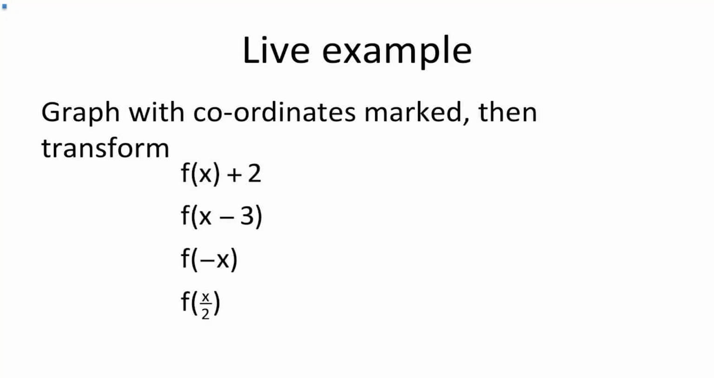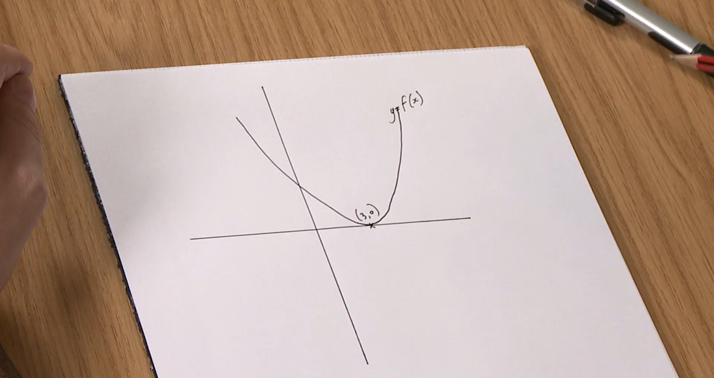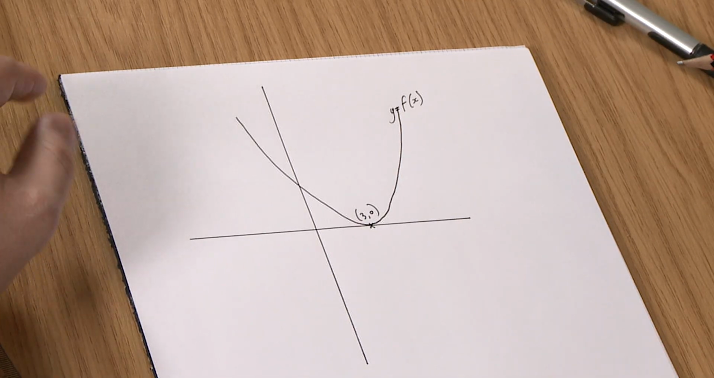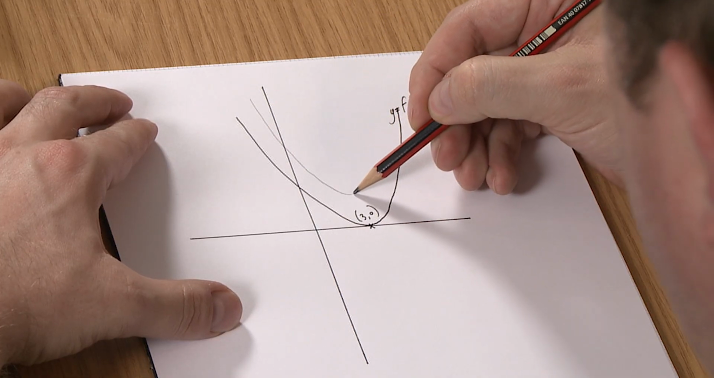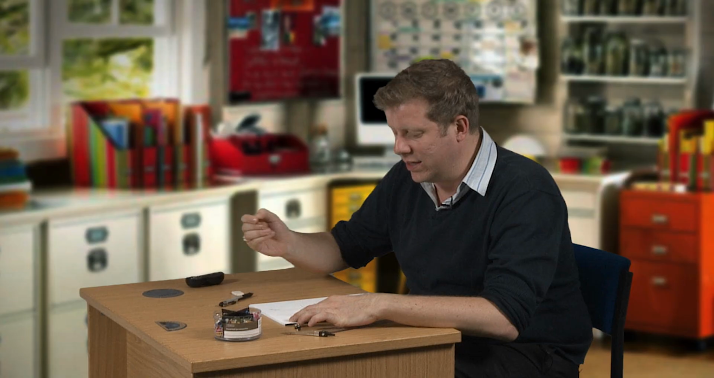Now notice the plus 2 is outside of the bracket, which means it's a move in the y direction of plus 2. So when we sketch our new graph, we're going to sketch it like so, and it's moved 2 spaces up. Now what they may ask you to do in the exam is to write down the new coordinate of the one they give you.